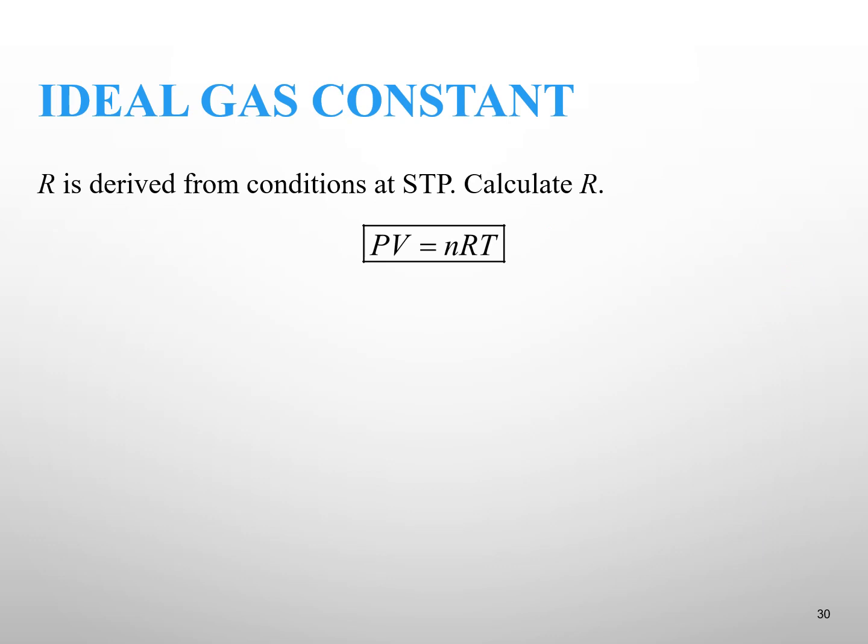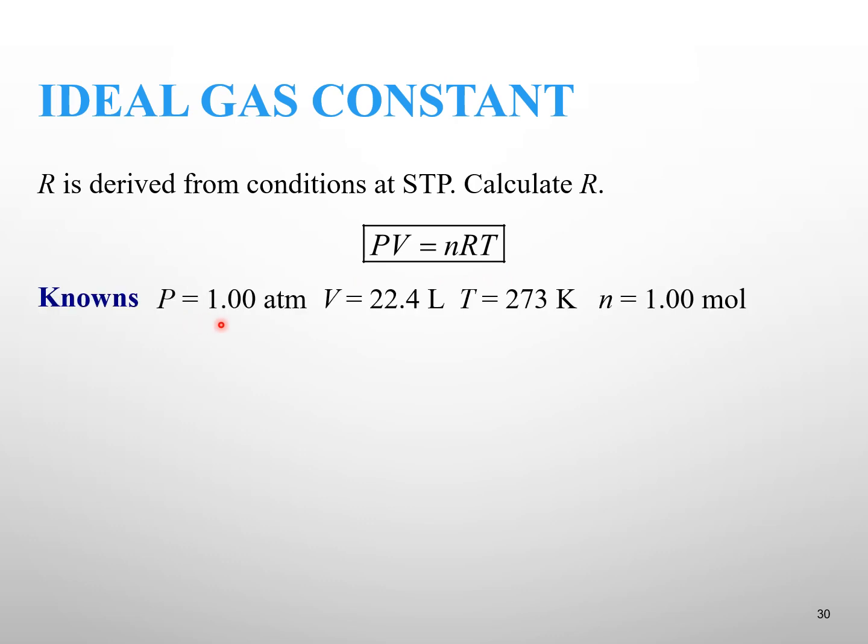So the first example question that we have says R is derived from conditions at STP. Calculate R. So what is R? We already know R is a constant. It's given in the charts, but we can actually calculate it as well. Let's put it together. Pressure at STP is 1 atm. Temperature at STP is 273 Kelvin. Volume at STP is 22.4 liters for 1 mole of gas.